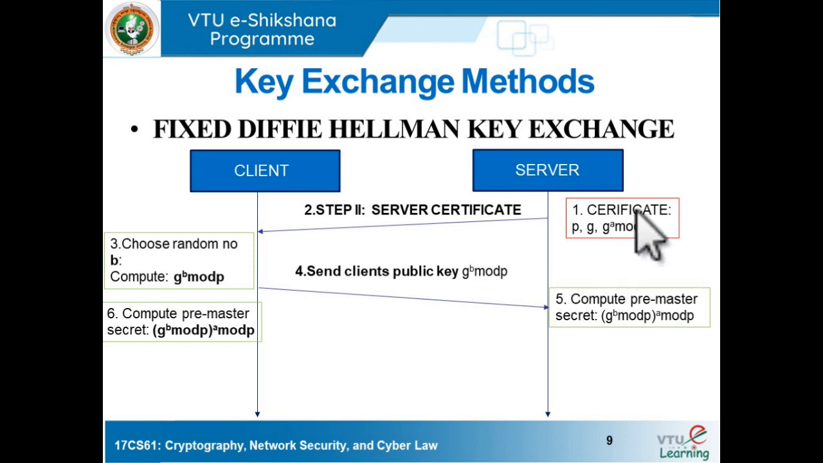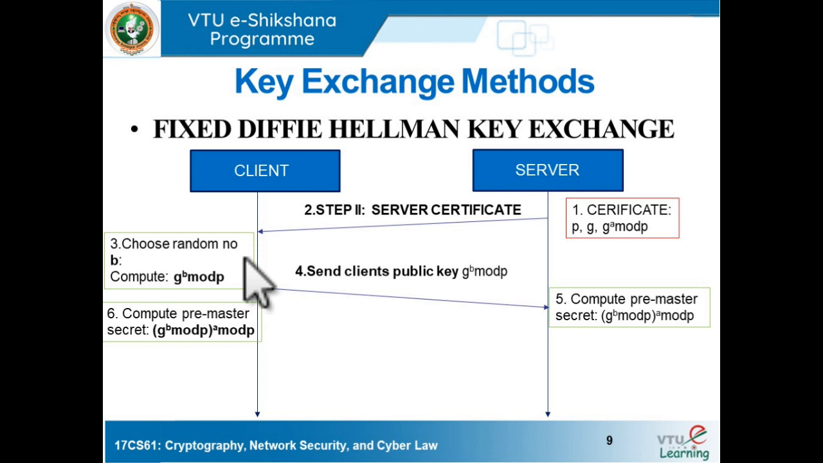Now the server has a certificate with Diffie-Hellman key parameters. What are those parameters which the server certificate has? The prime number P, the generator G, and also the public key of the server. G raised to A mod P is the public key of the server, where G is the generator, A is the private key of the server, and P is the prime number. All of these three are present in the certificate.